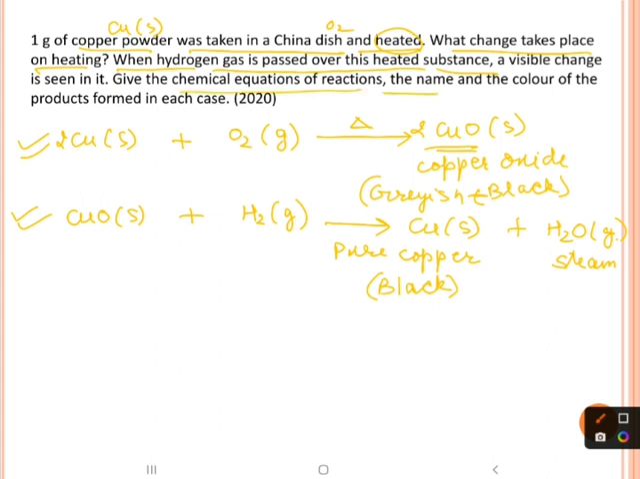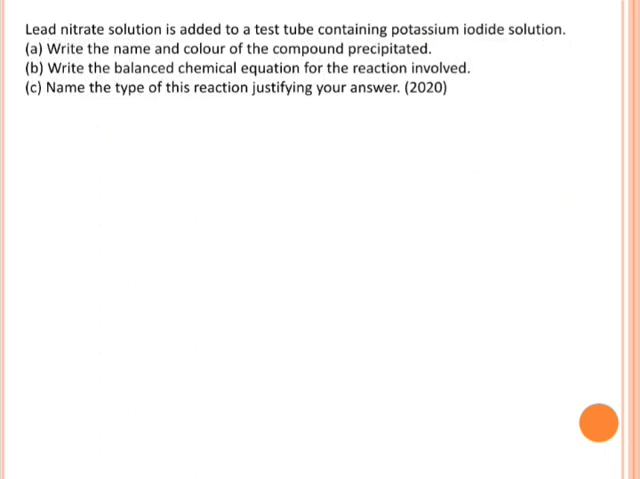So give the chemical equations of the reactions. We have given equation number 1, we have given equation number 2. Name the color of products formed in each case. Here we had formed grayish black color of copper oxide, and here we formed the black color of only just copper. Let us see the next question. Lead nitrate solution is added to a test tube containing potassium iodide solution. Most popular and most easy question.